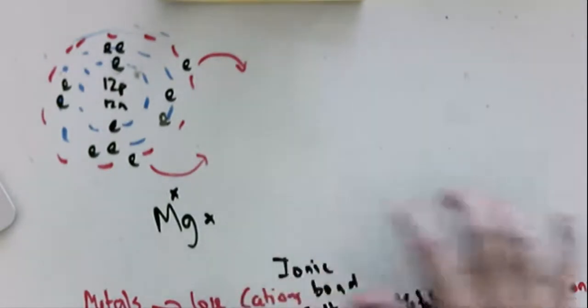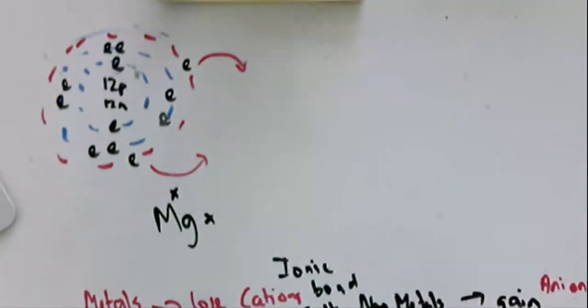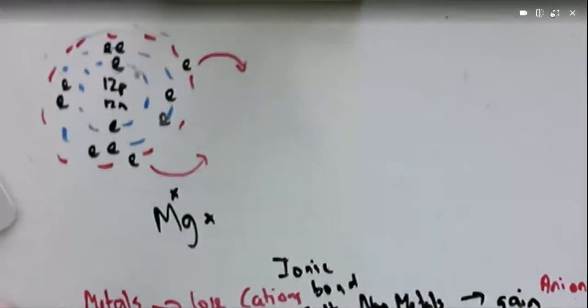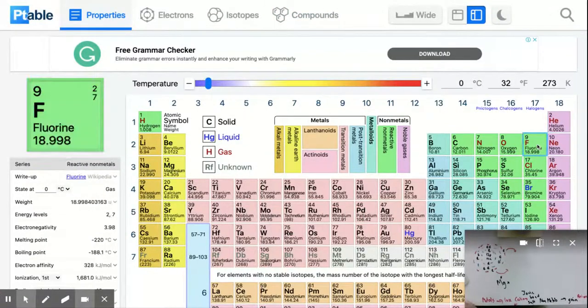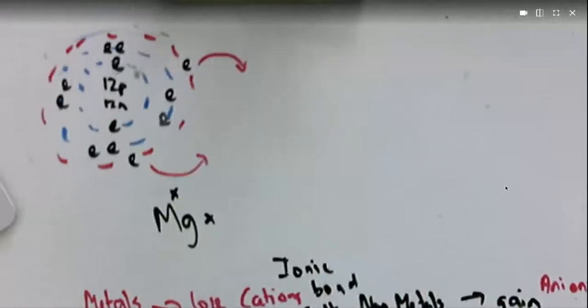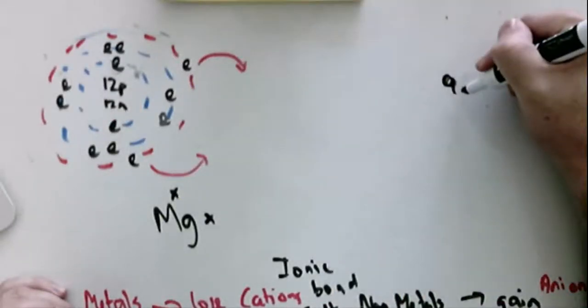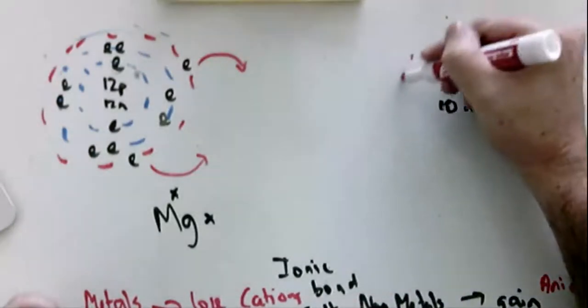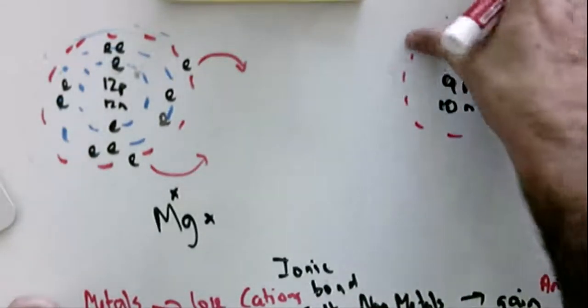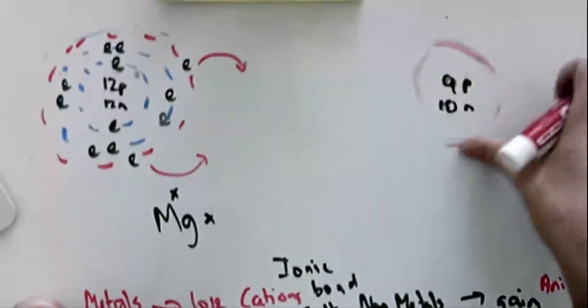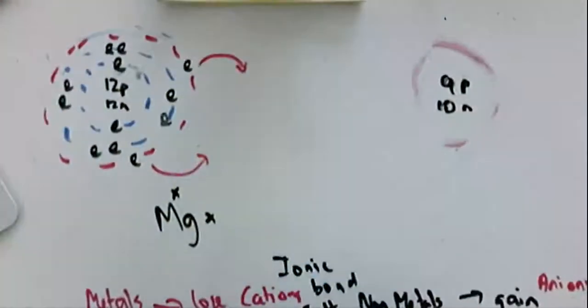Now let's look over on this side at some fluorine. If I go back to my periodic table, let's check fluorine. Fluorine's over here, element number 9, which means it has 9 protons. It's going to have 10 neutrons, and then it's going to have 9 electrons as well. So here's my fluorine, 9 and 10, protons and neutrons. Now, no, I want that to be red. So where's my blue? There it is.